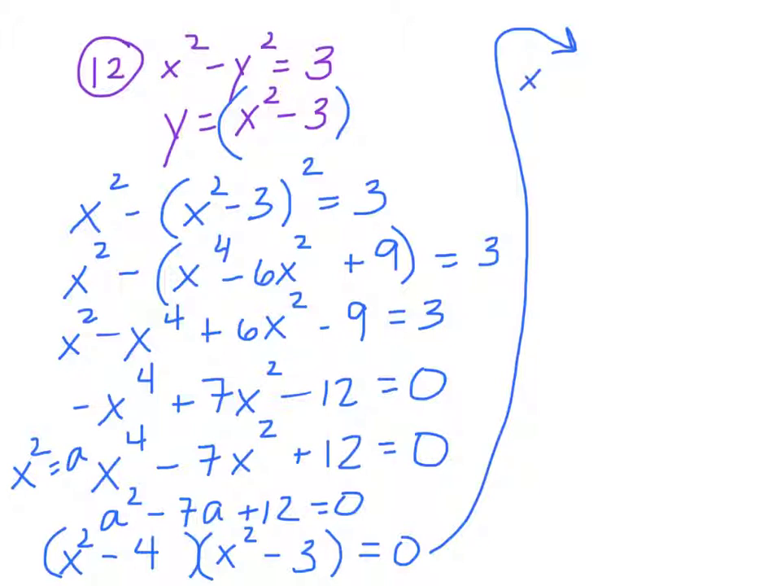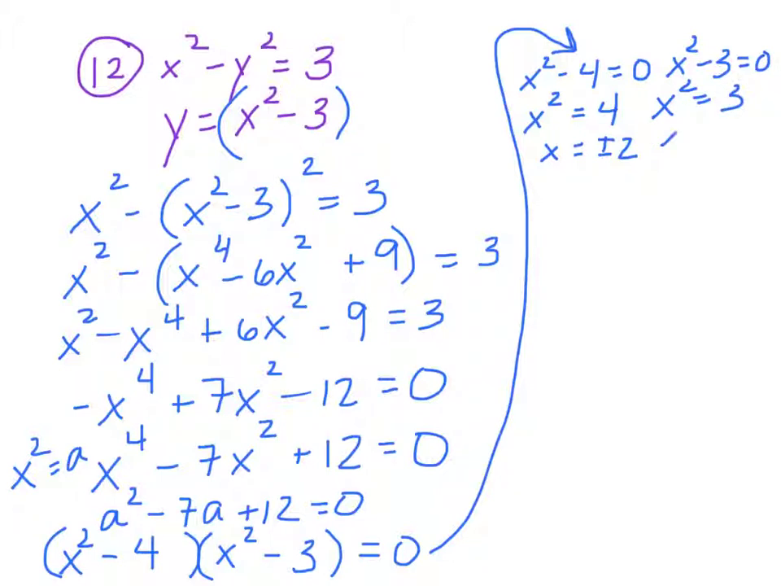Well, x squared minus 4, we can either factor it as a difference of squares, or we can recognize that if we solve for x, we're going to have plus or minus 2. And we can do the same thing with x squared minus 3. Except on that one, we have x squared equals 3, not a perfect square, so we have x is plus or minus the square root of 3.